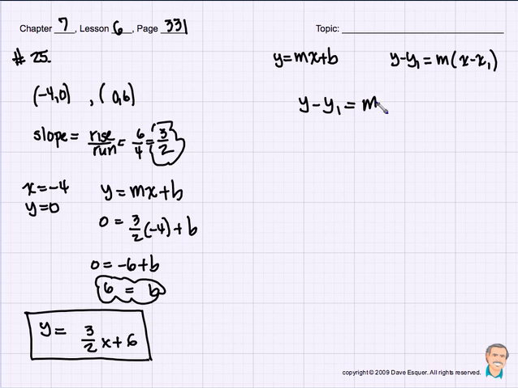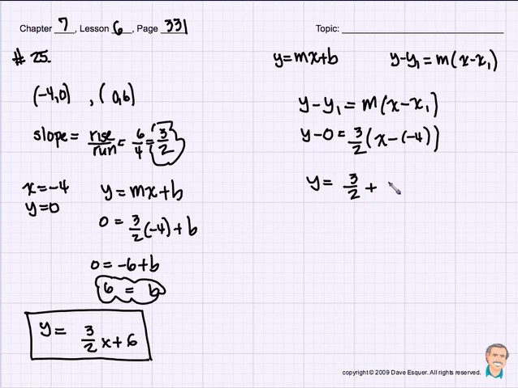We have y minus y1 is equal to m times x minus x1. Okay, and we have x is minus 4 and y is 0, so we have y minus 0 is equal to 3/2, which is our slope, times x minus a negative 4. Be careful of the signs. X minus a negative 4. So y looks like it's equal to 3/2 x plus 3 times 4 is 12 divided by 2. Oops, forgot the x. Plus 6.